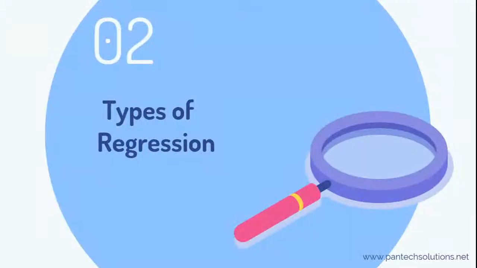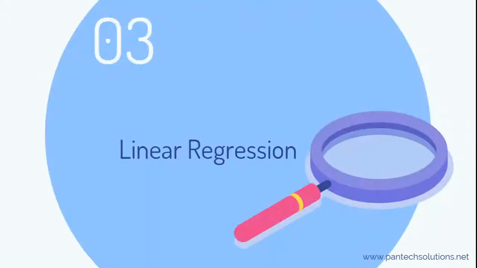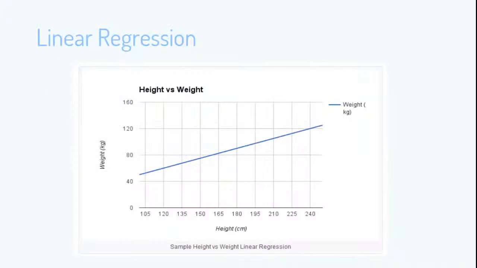So what are the types available in regression? Here we have different types of algorithms like simple linear regression, polynomial regression, support vector regression, decision tree regression, or random forest regression. These are the regression type algorithms we can use to predict the output. But today in this webinar I am using simple linear regression only. So what is simple linear regression?